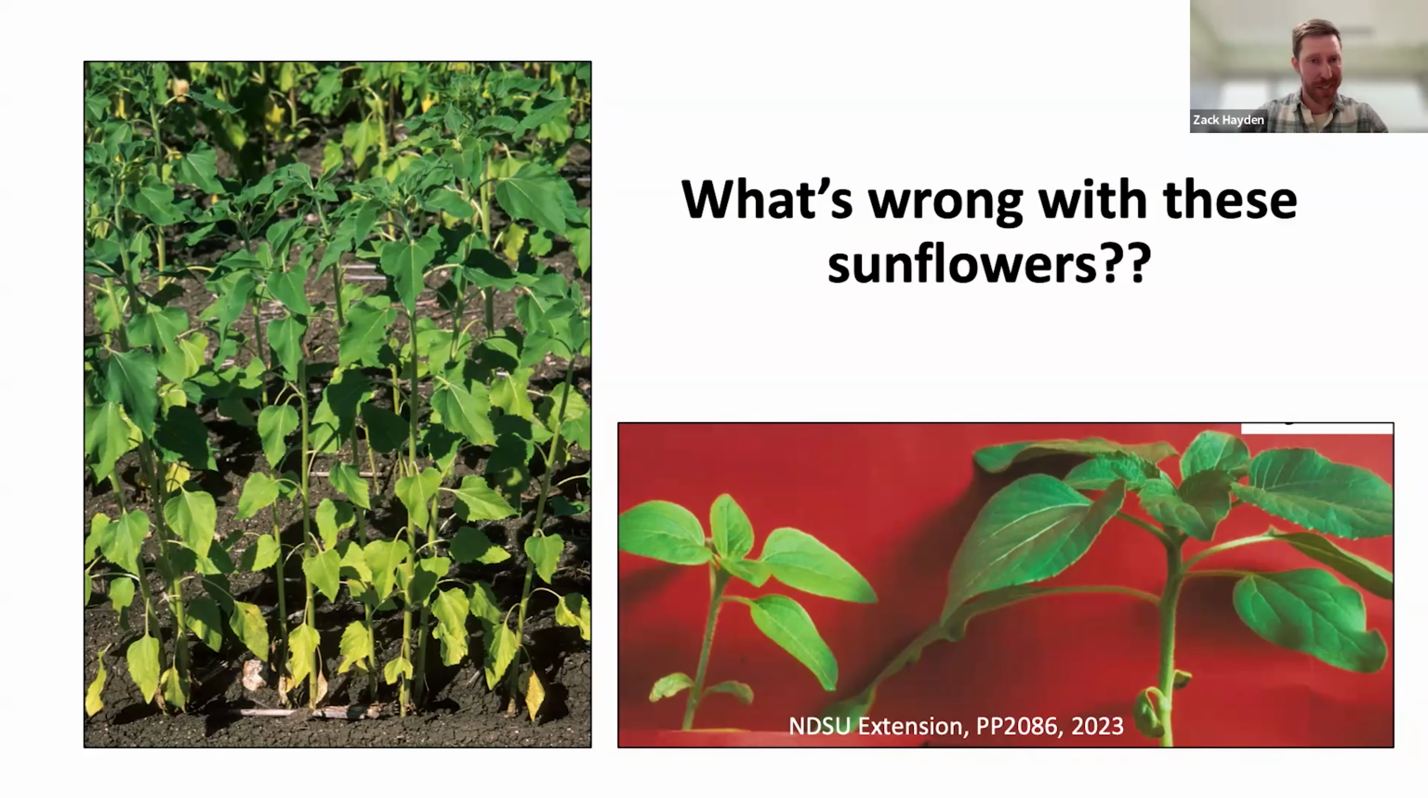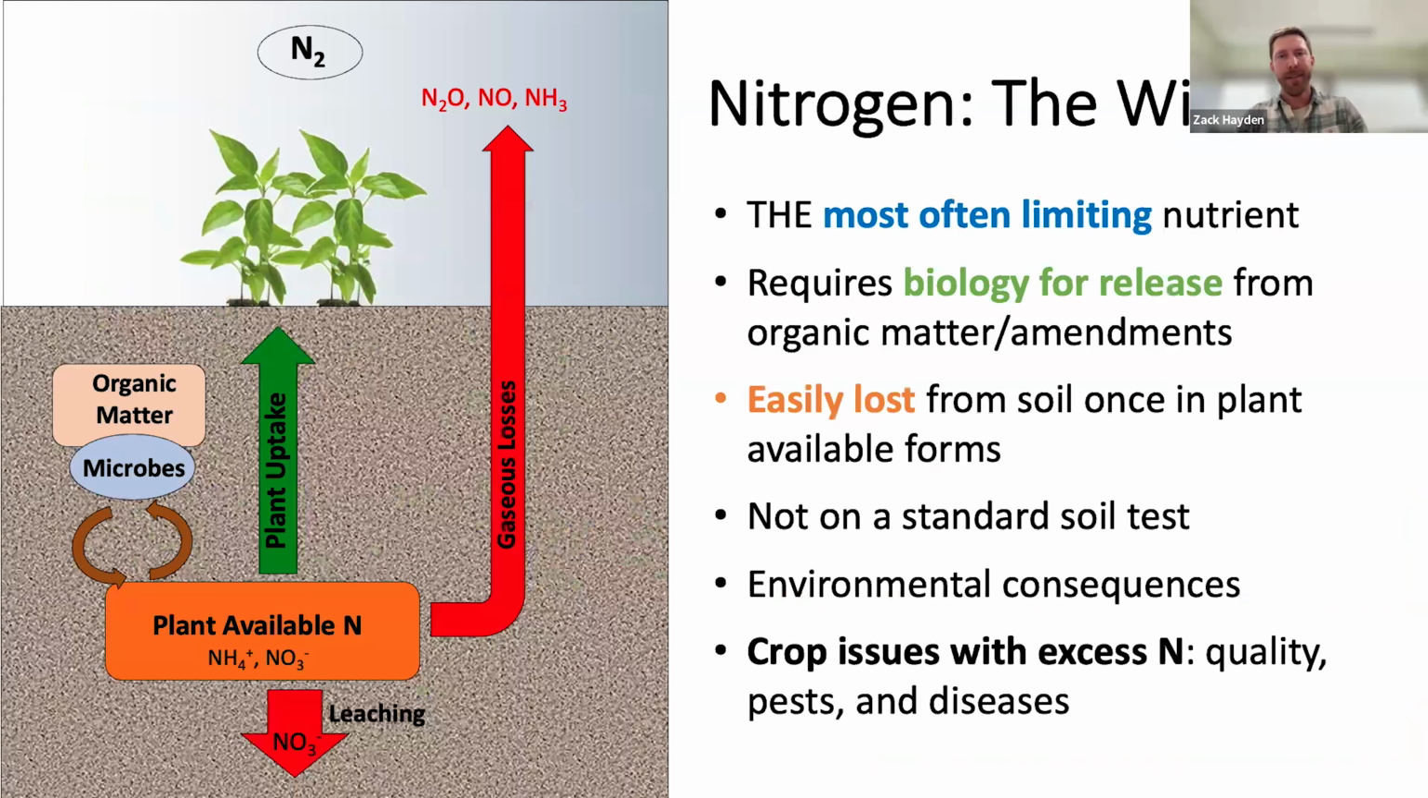And in organic production systems, this is something you run into all the time, particularly early in the season. And so nitrogen is really the wild card. We don't have it on our soil test results usually because it's so dynamic and it doesn't stick around. So it is the most often limiting nutrient in crop production. And part of that is because it requires biology to release from organic matter and amendments. It's very dynamic in that way.